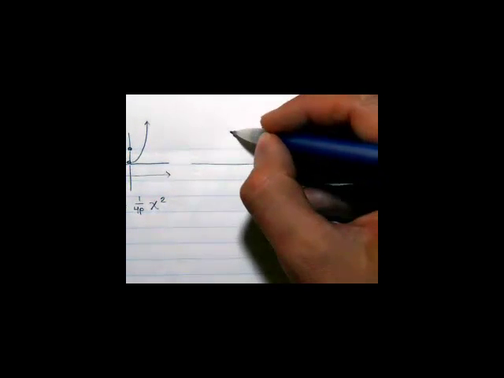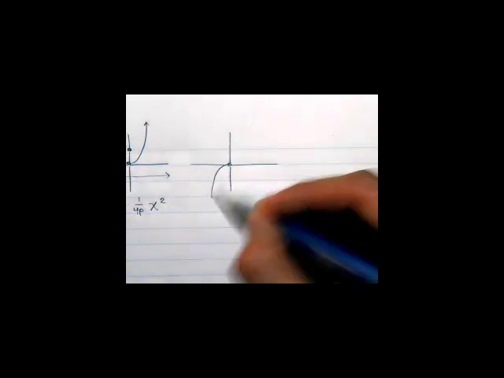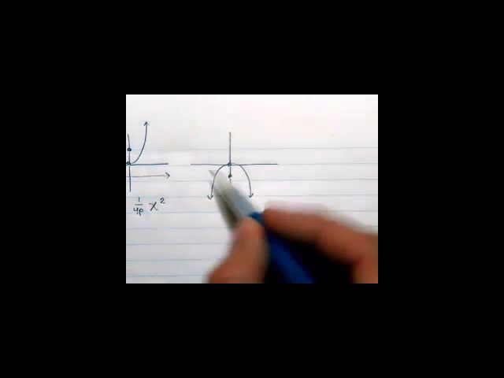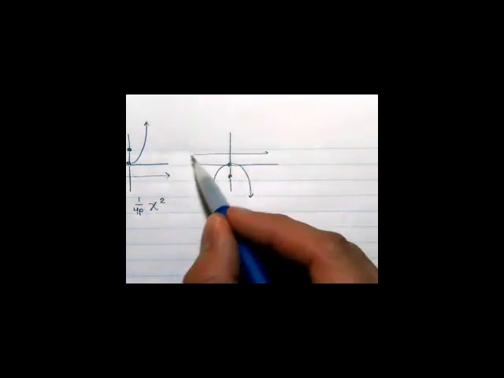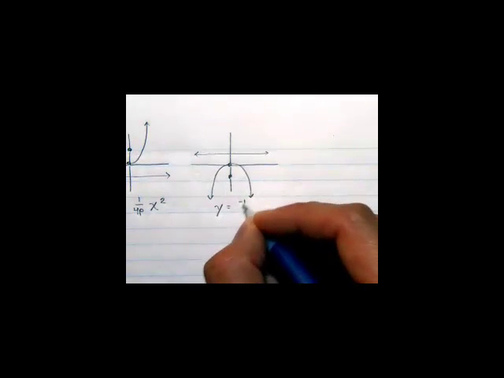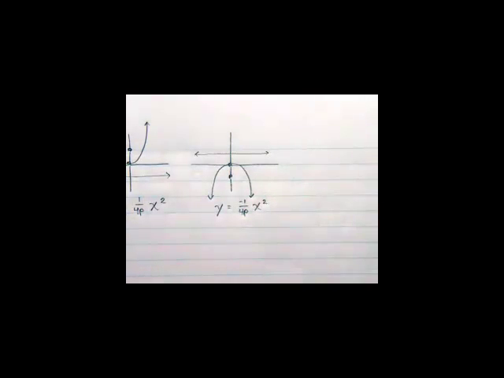We also did ones that open down. So focus would be here, directrix would be up here. And that one was y equals negative 1 over 4p x squared. Again, the only difference is negative, because it's been flipped around.